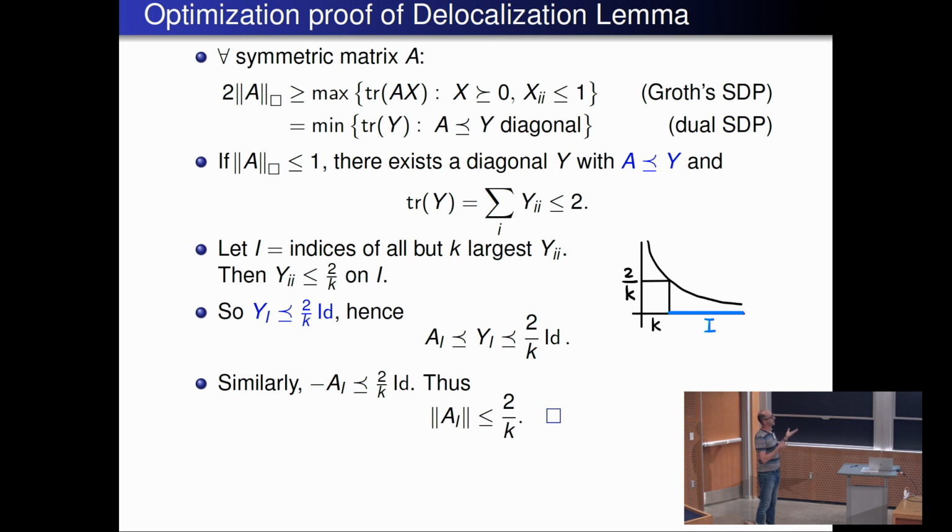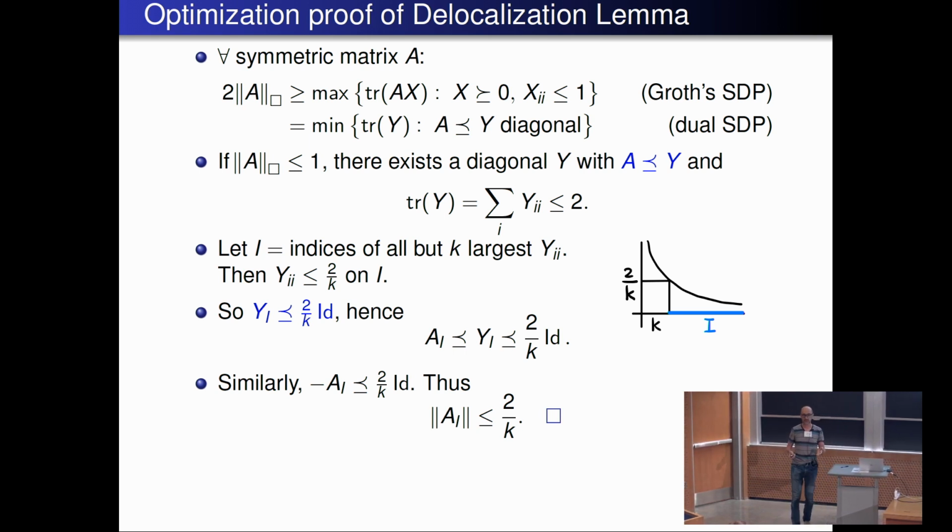And that means that, because of this diagonal matrix, the matrix itself, restricted to those entries, is bounded by the identity matrix. Great. So A is bounded by Y, which is bounded by the identity matrix on that set. Cool? So if you apply the same reasoning for minus A, you get the other inequality, and that means that we sandwiched our A between identity and minus identity, but that means that we control the spectral norm. That's it, done. So that's a proof of the delocalization lemma.